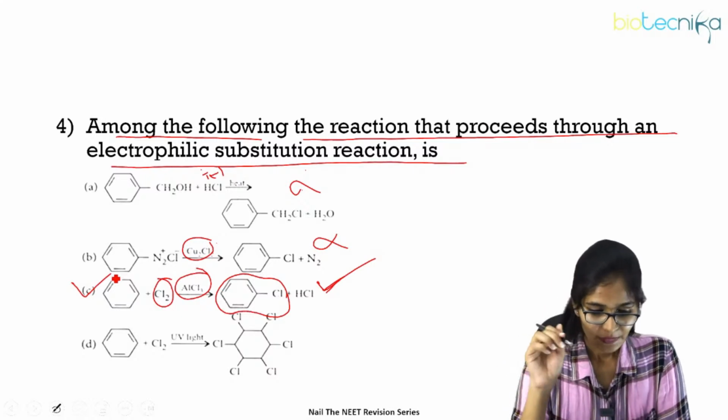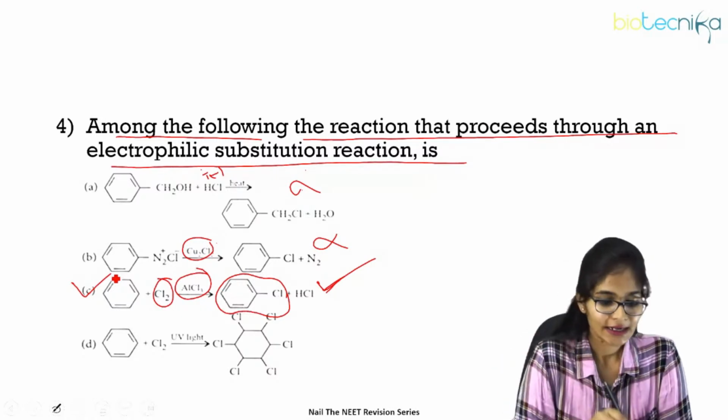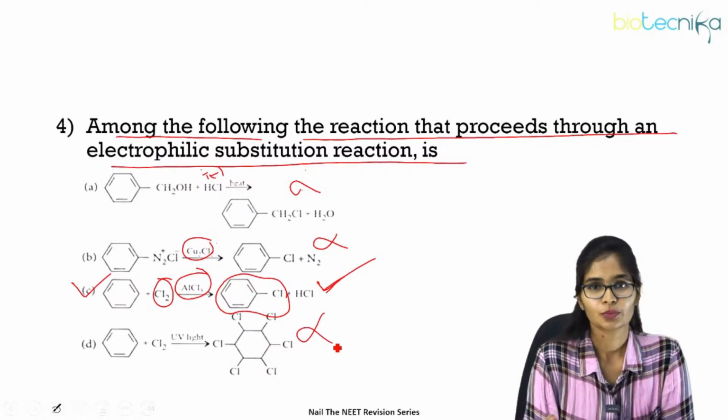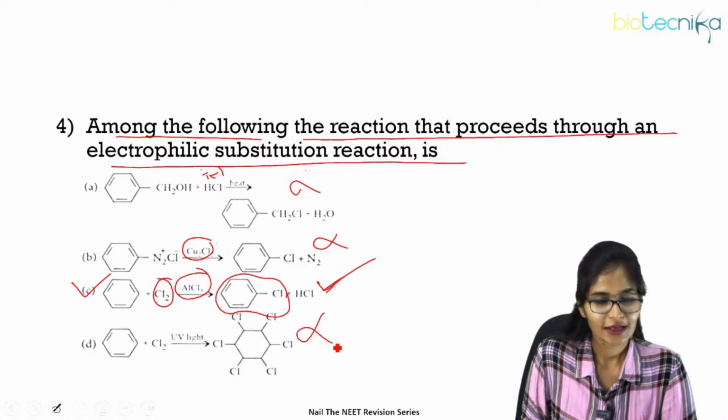What about option D? In option D, you are doing Cl2 addition. This is an addition type of reaction. This is also not possible. So right now, what answer have you got? You have got option C as the correct one.